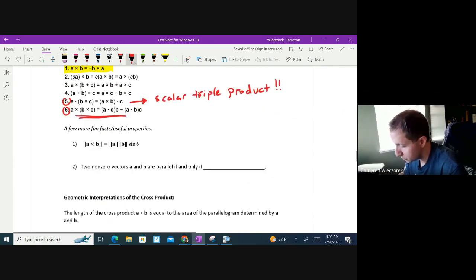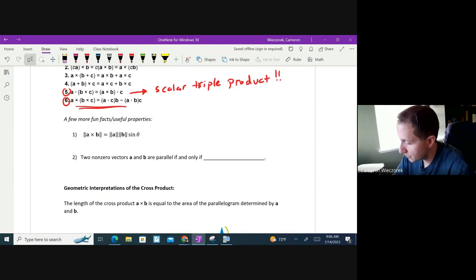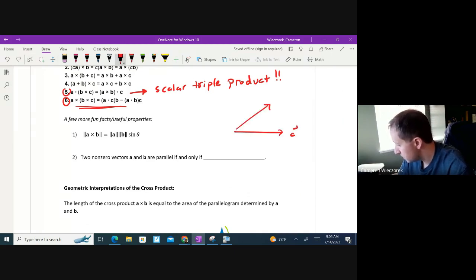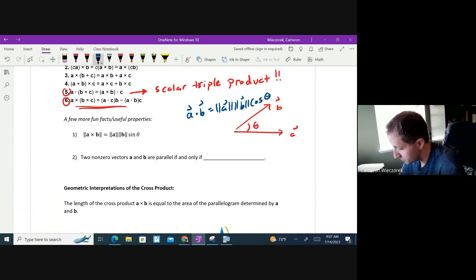All right, let's get into some geometry here. I mentioned that the cross product is related to the angle between the vectors. I'm going to draw a picture. Here's A, here's B. Here's the angle between them, theta. If you remember from last section, we had a formula that said the dot product, A dot B, is equal to magnitude A times magnitude B times the cosine of the angle between those vectors.